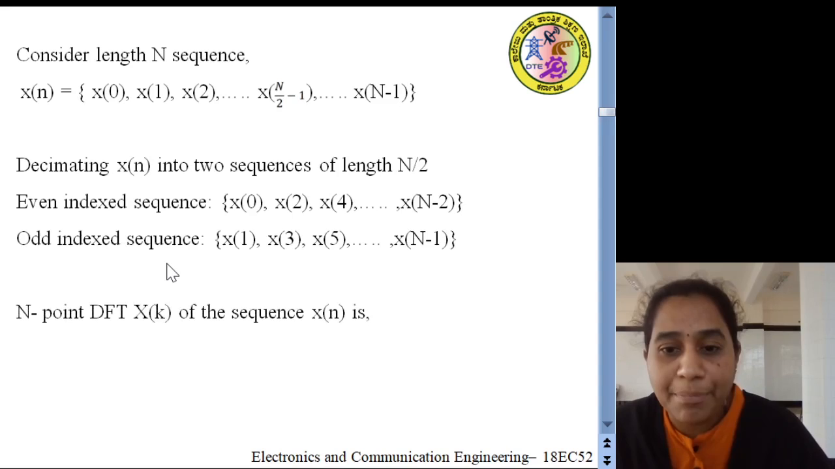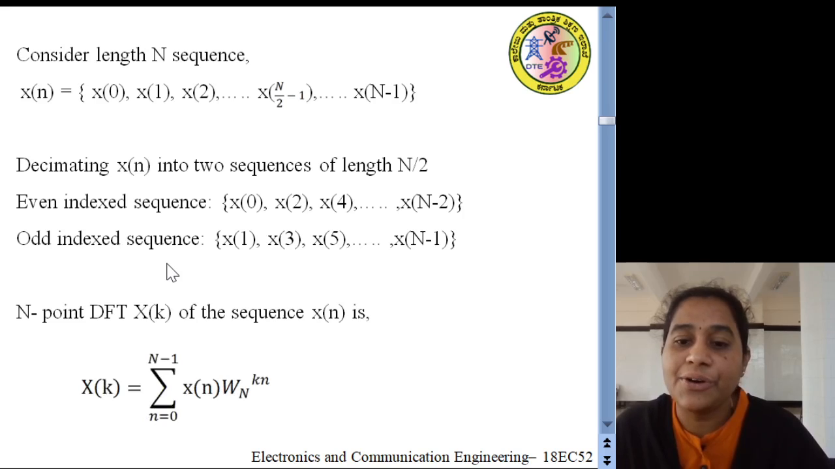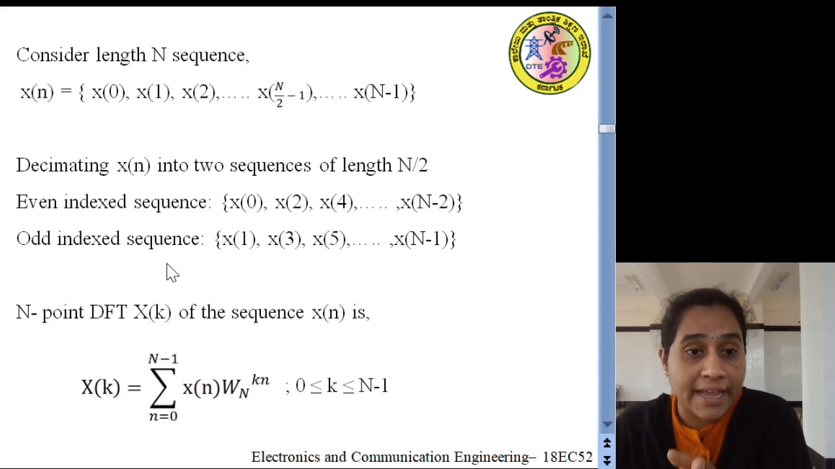Now, if we consider the N point DFT of the sequence x of n, which is x of k, it is given by the equation x of k is equal to summation n varying from 0 to N minus 1 x of n into W N raised to the power of kn, for the value of k varying from 0 to N minus 1. So there are N values or N samples in x of k.